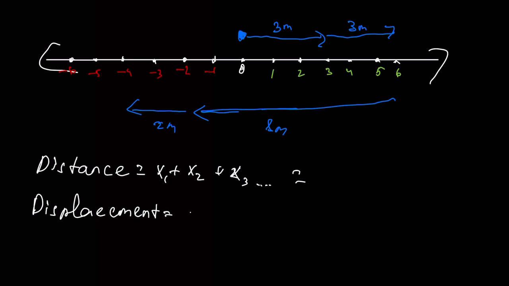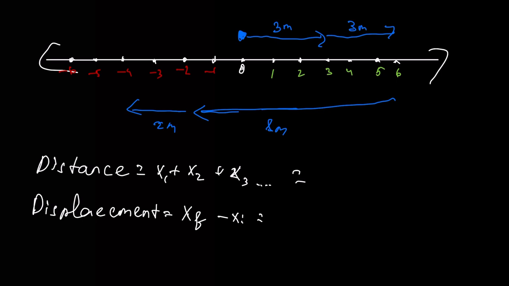So displacement would be x final minus x initial. So what I'm trying to say is that in displacement we should calculate only the distance that has passed from the start. Okay, let me give you an example.